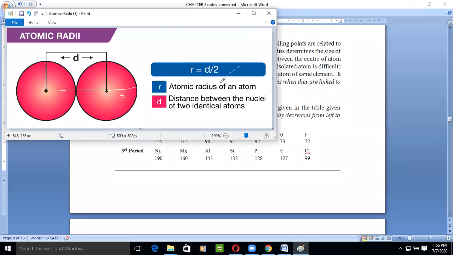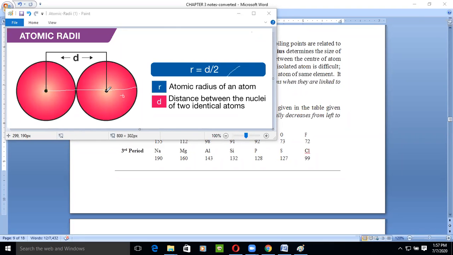Here r is the radius of our atom, and d is equal to the distance between the nuclei of the two identical atoms. This is only for two identical atoms. This is possible only when an atom exists in a diatomic state. If HCl is there instead, we have a different atomic size of Cl and a different atomic size of H, so it is not possible for us to find out the accurate atomic radii.